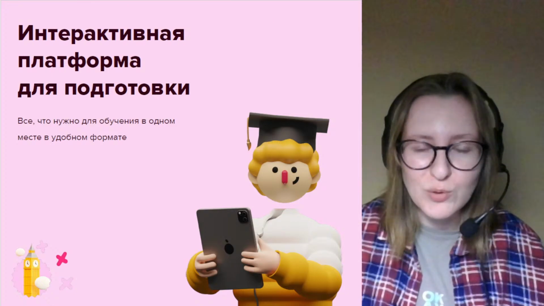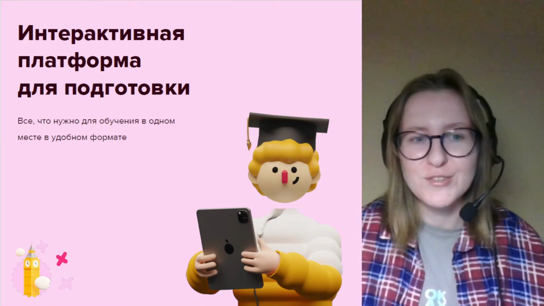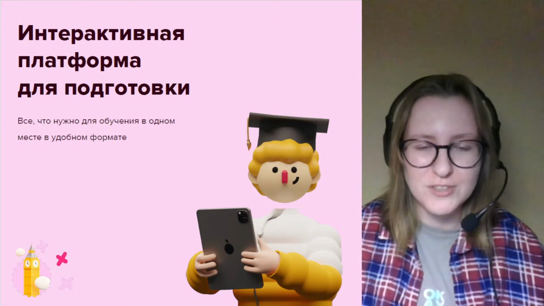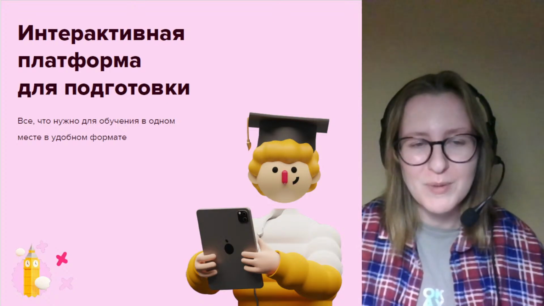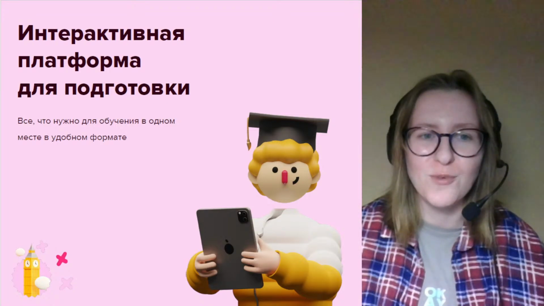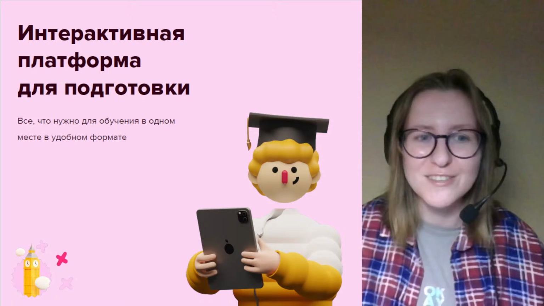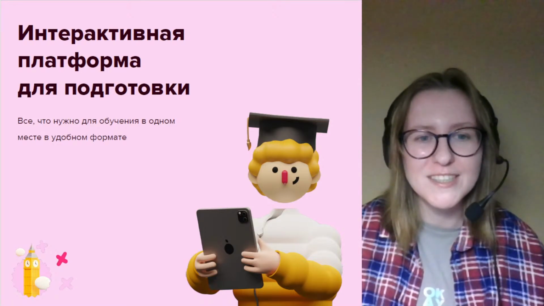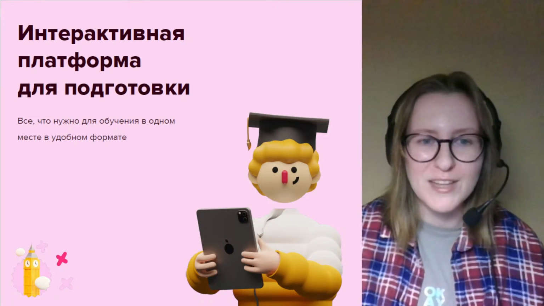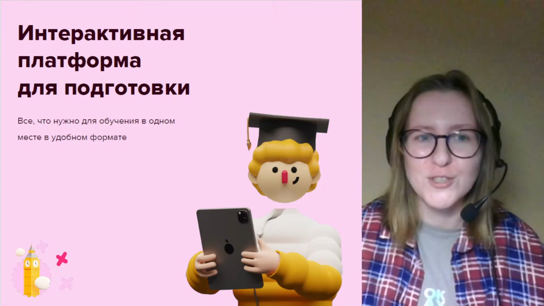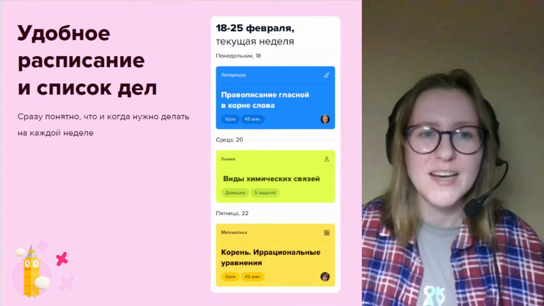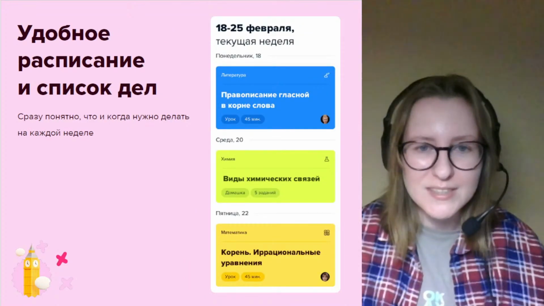Интерактивная платформа для подготовки. Конечно же, в современном мире не очень хочется сидеть над черно-белым учебником, поэтому наша платформа красивая, интерактивная, там можно все тыкать, записывать аудио прямо на страничке. Очень клевая, очень советую.